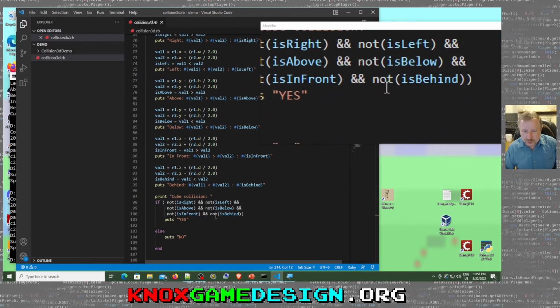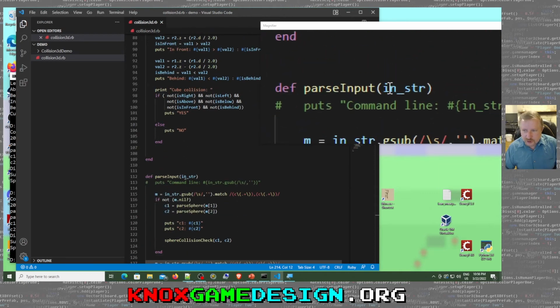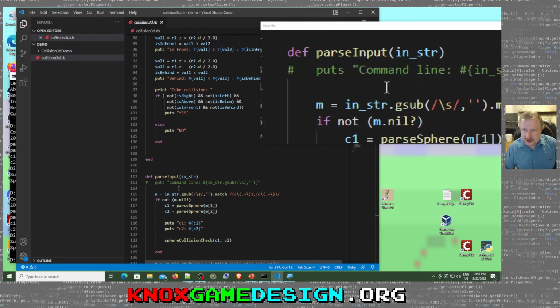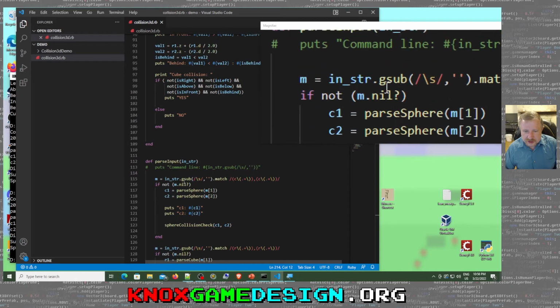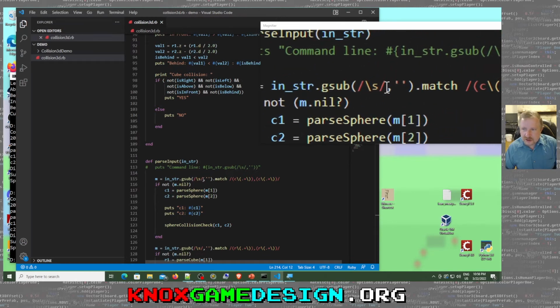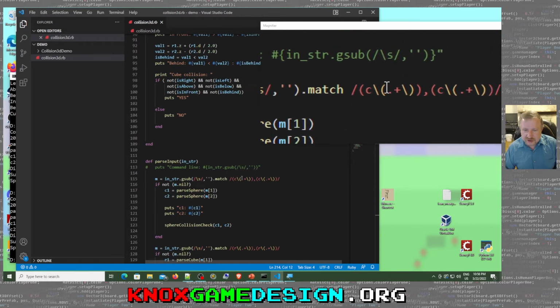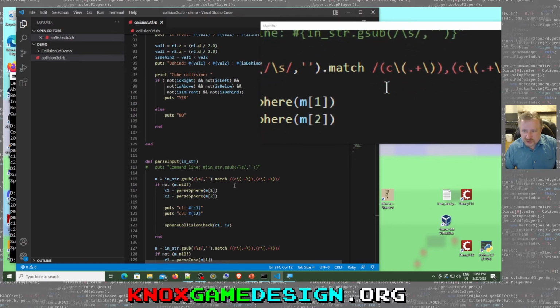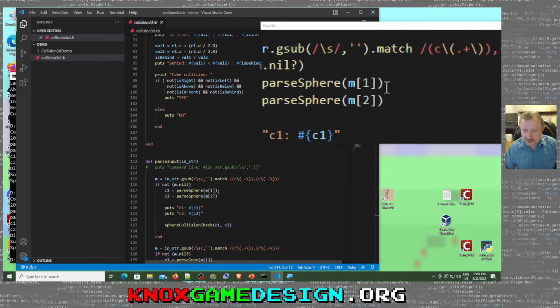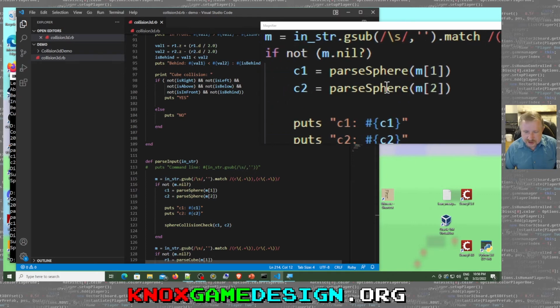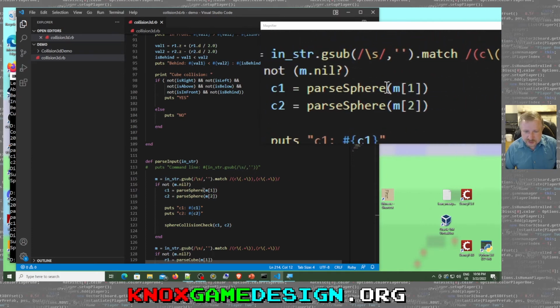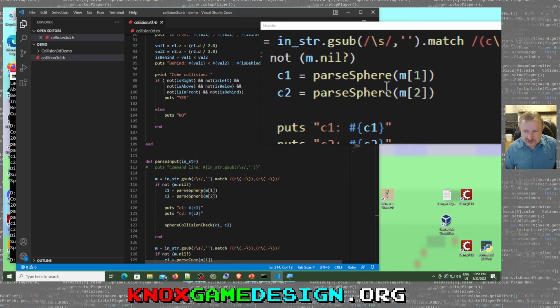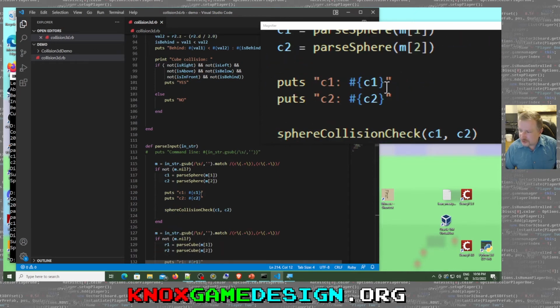Here we're just parsing the input from the command line, taking out the spaces, and then doing a regular expression to match if it is two spheres, which actually uses C just because I wanted to keep it similar to the last program that I wrote. So it takes those two parameters and passes them to parse sphere. That's kind of a tongue twister there.